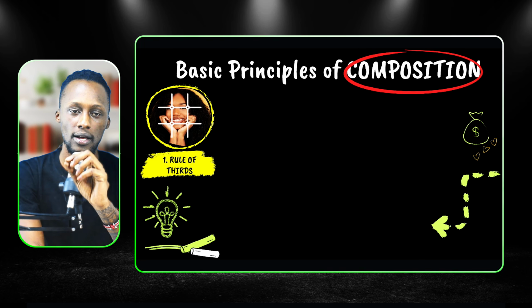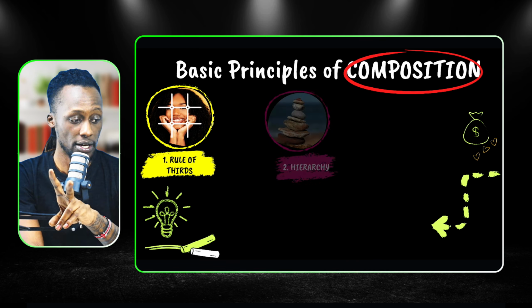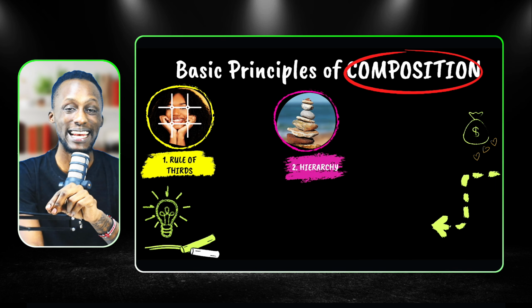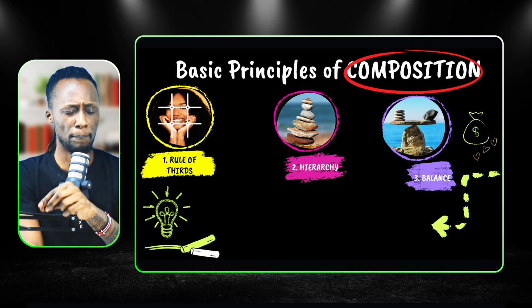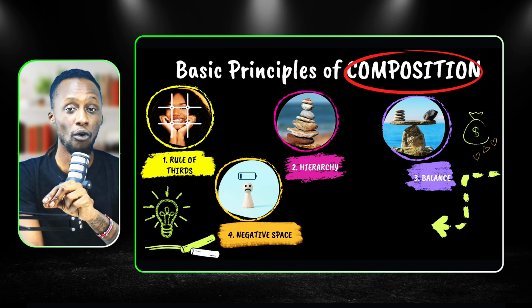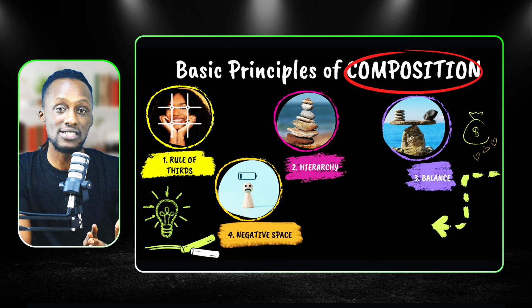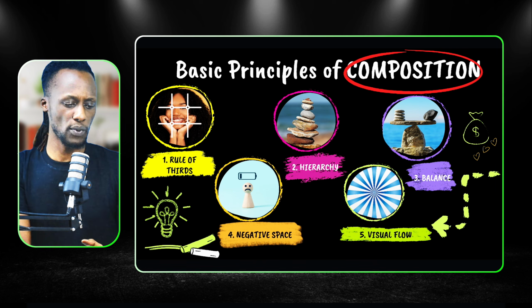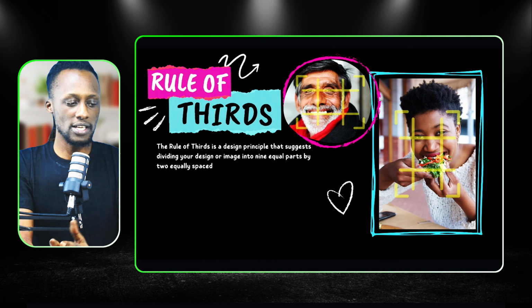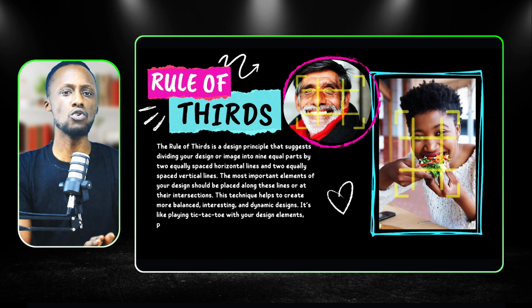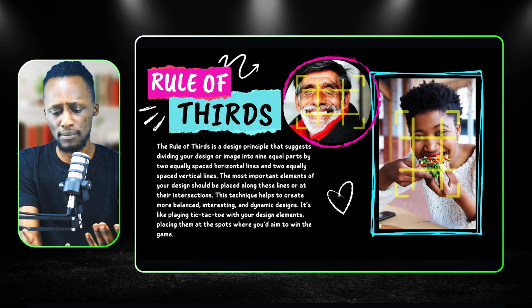So what are these top 5 basic principles? Number 1, it's called the rule of thirds. Number 2, we have design hierarchy. Number 3, we have design balance. Number 4, we have negative space. And last but not least, we have the visual flow. I want us to handle all of these one by one, and we're going to start with the rule of thirds. So what is the rule of thirds when it comes to designing?